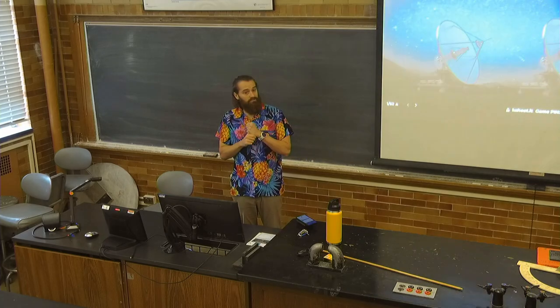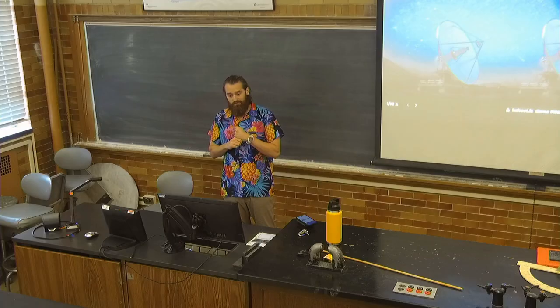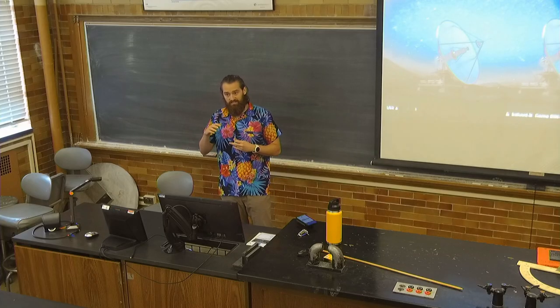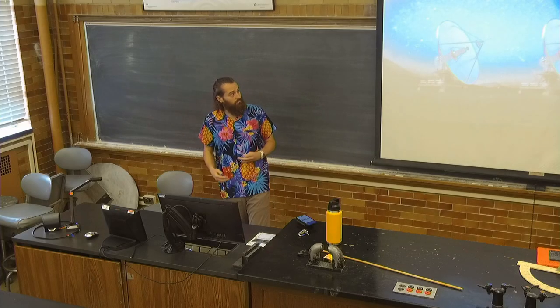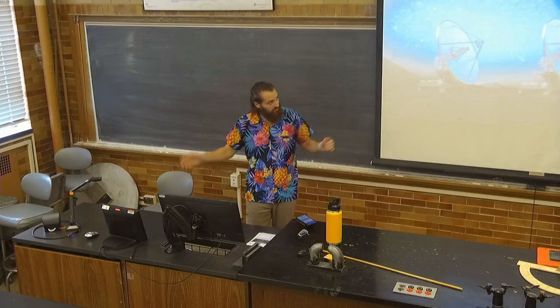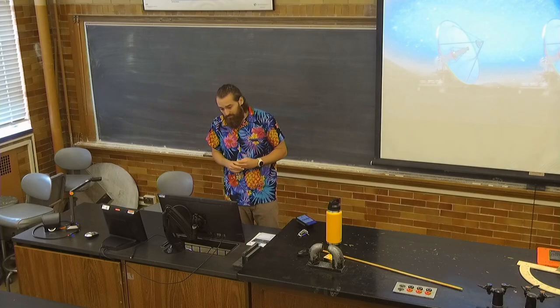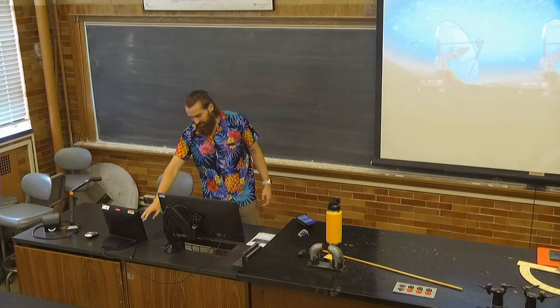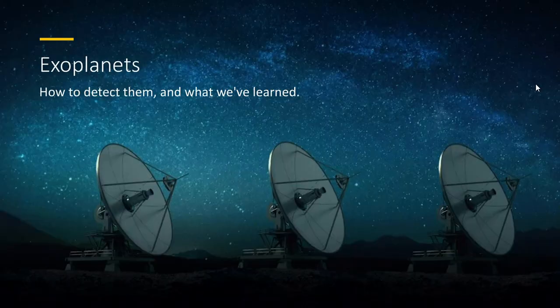So we finished talking about the solar system last time, and now we're going to talk about planets outside of our solar system before we move on to talking about life in the universe and then stars and galaxies. So today we're going to be talking about exoplanets, which are planets that orbit stars other than our sun, and we'll learn how we can detect them and what we've learned by studying these exoplanets.